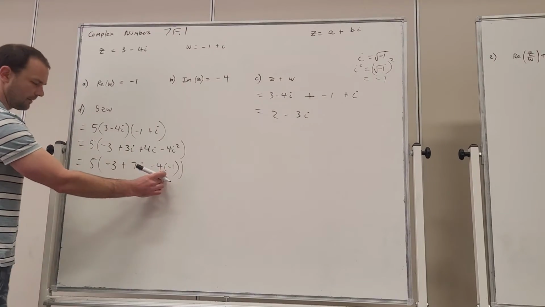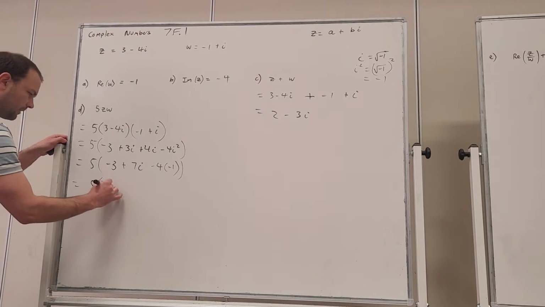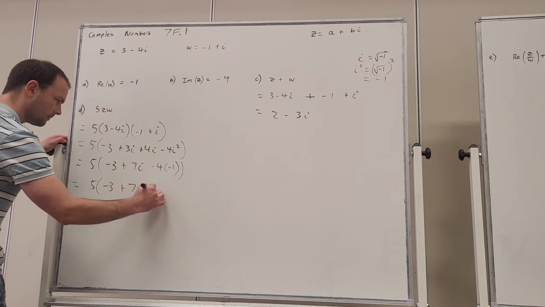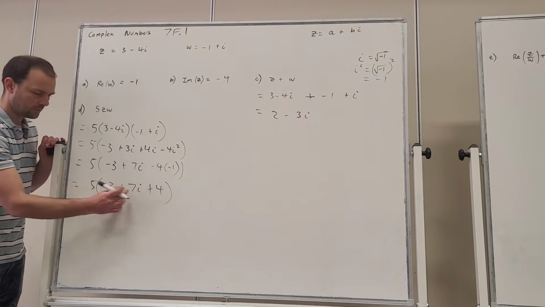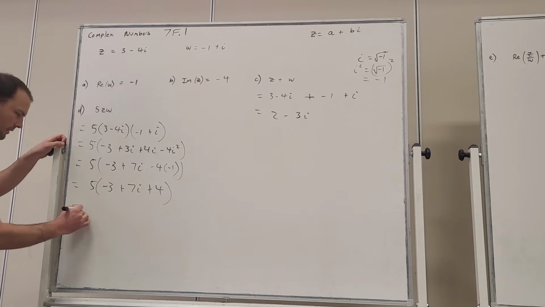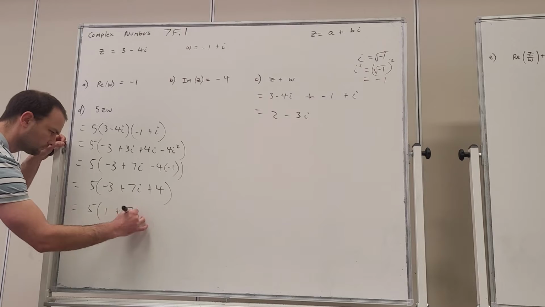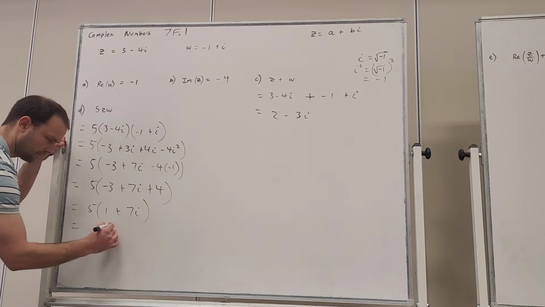Now we can perform that multiplication. We've got 5 times -3 plus 7i plus 4. We can add these parts together, the -3 and the 4. That's going to be +1. And then we can distribute the 5.